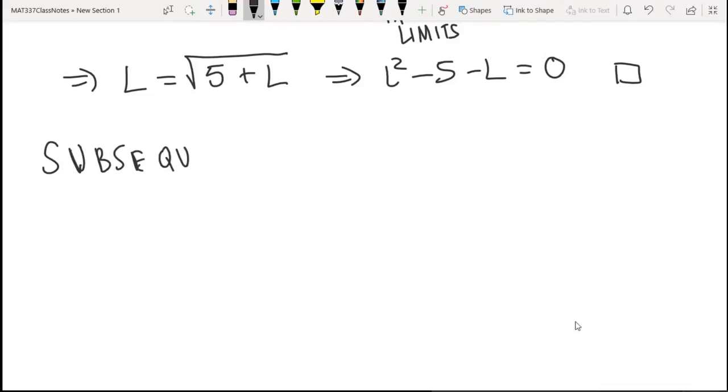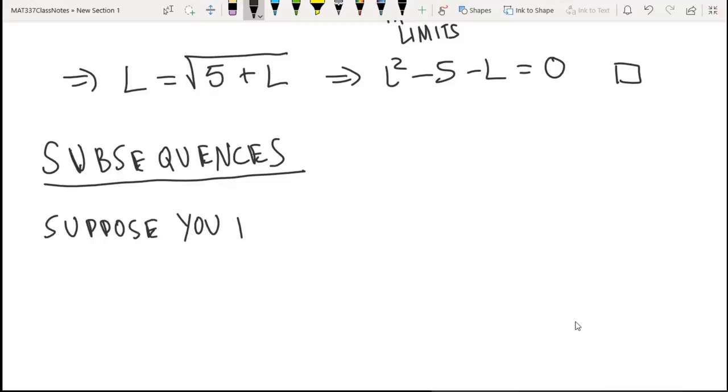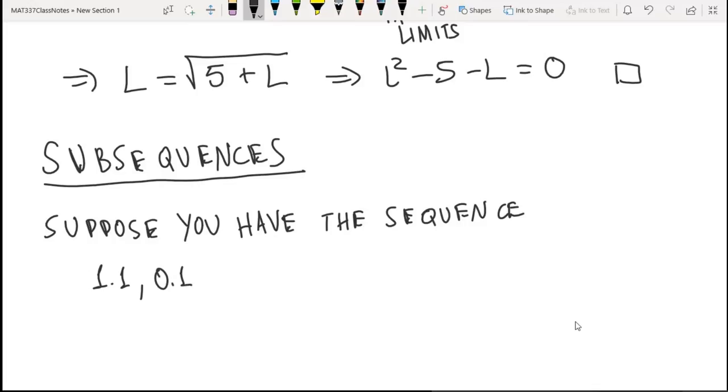Subsequences. Right, so here's a simple example. Suppose you have the following sequence: 1.1, 0.1.